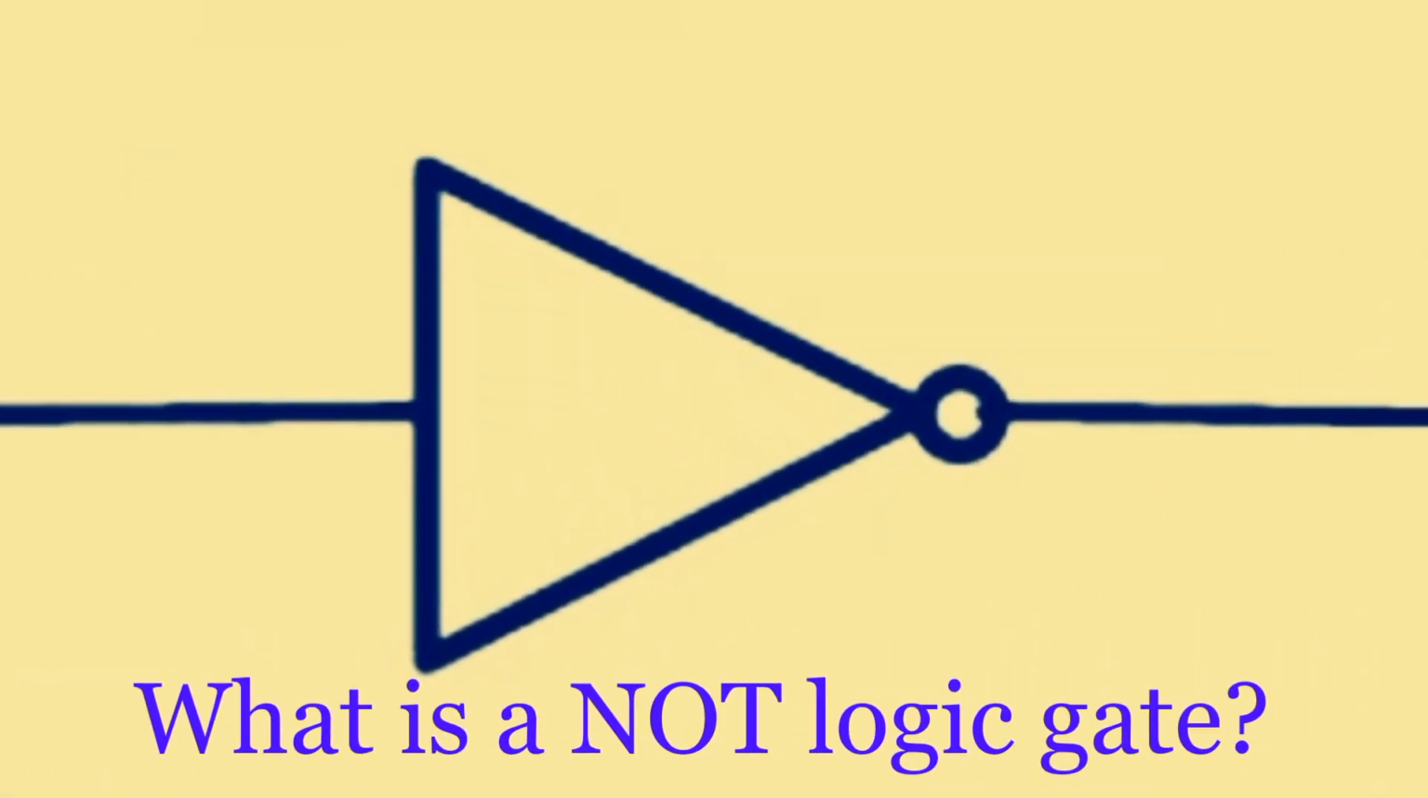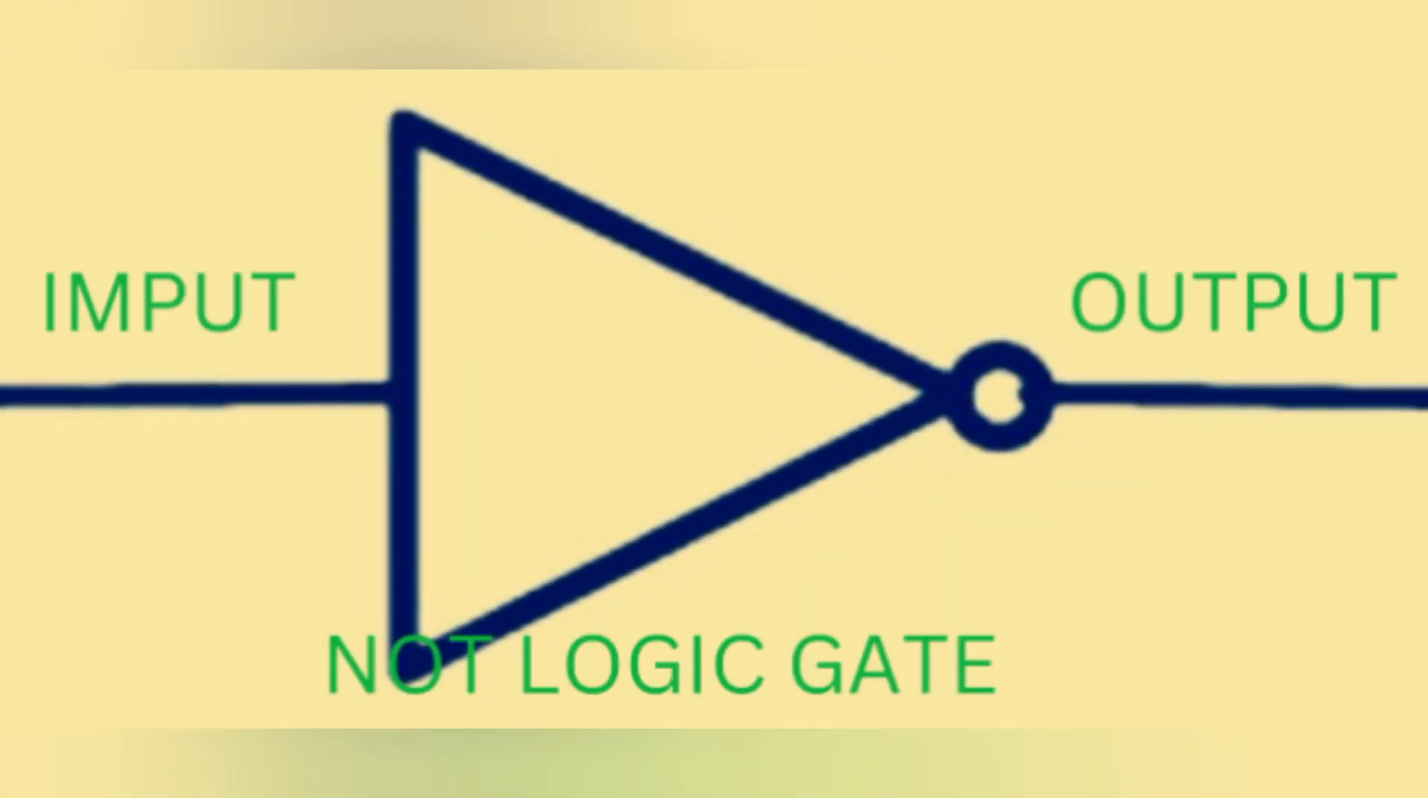What is a NOT logic gate? A NOT logic gate, also known as an inverter, is a type of logic gate that has one input and one output. The output is always the opposite, inverted, of the input. If the input is high, the output is low, and if the input is low, the output is high. The symbol for a NOT gate is a triangle with a small circle at the end pointing towards the output and a line indicating the input.